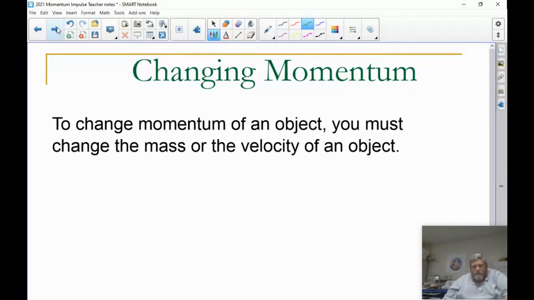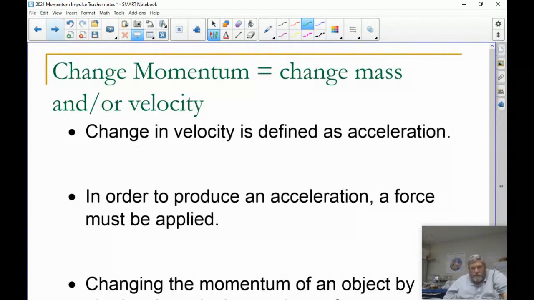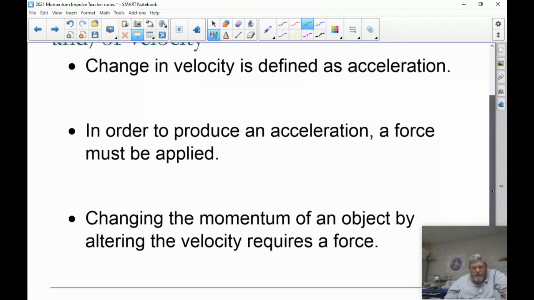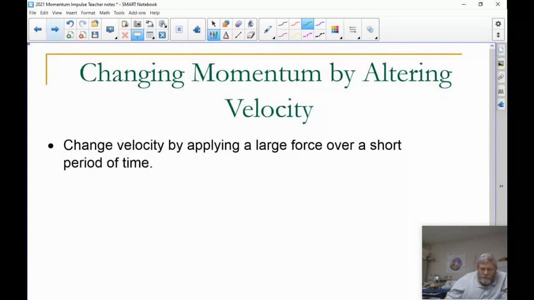All right, so what's really important here is how momentum changes, though, just like with energy. So for the change of momentum, you must change the mass, or you have to change the velocity somehow or another. Change of velocity is defined as acceleration. So you can accelerate something, which means that you have to apply a force. Changing the momentum of an object by altering velocity requires a force. And of course, you can also change the mass. One way to do it is to change velocity by applying a large force over a short period of time.